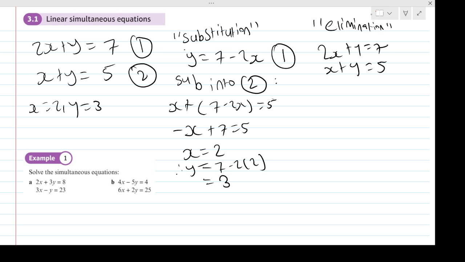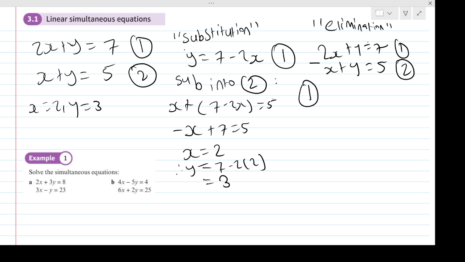Now the whole idea is I want to do some sort of operation. Usually I'm going to add or subtract the two equations, and I'm going to get rid of one of the variables. So again, I have one equation and one unknown, such as x. Well, I want to get rid of the y, for instance. How am I going to do that? I can either add or take away the equations, right?